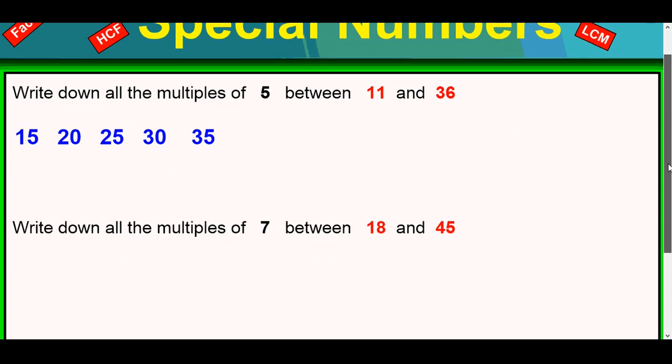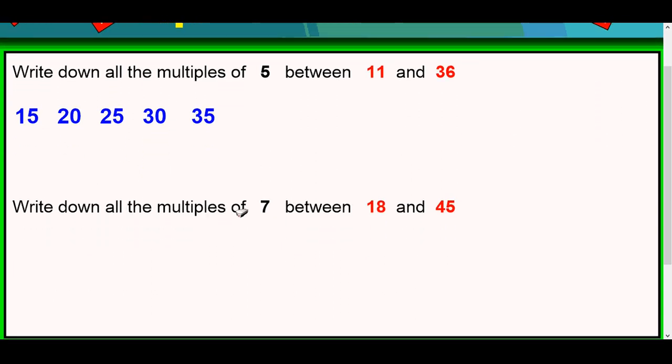Okay, and in the last question here, write all the multiples of 7 between 18 and 45. I've got to try and find the first number after 18 that divides by 7. And that would be 21. And then you can go up in the 7 times table, just keep adding on 7, 28, 35, 42. I've got to be careful. If I add on 7 to that, I go past 45. So that's me, I'm done.